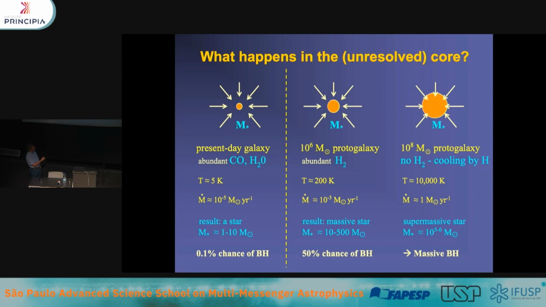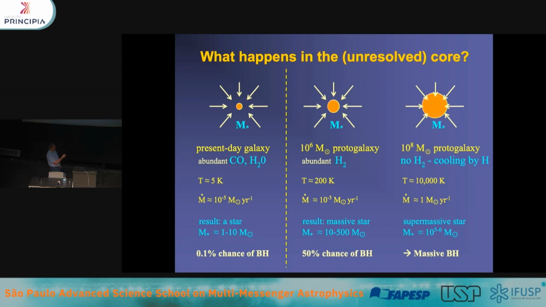Now, if you raise the temperature to 100 Kelvin, because molecular hydrogen is abundant, then this accretion rate is much higher, maybe 2 orders of magnitude higher. And this Kelvin-Helmholtz time scale, it turns out, is actually quite insensitive to protostellar mass.